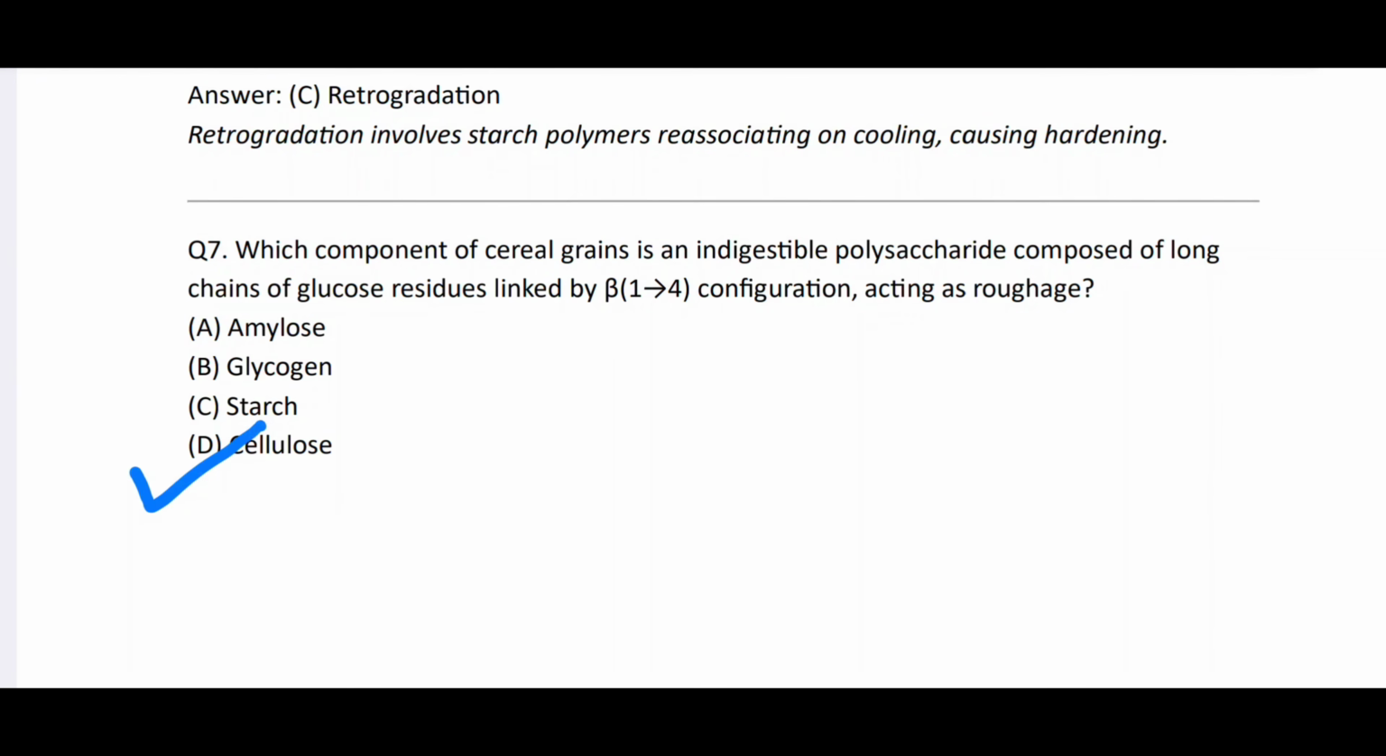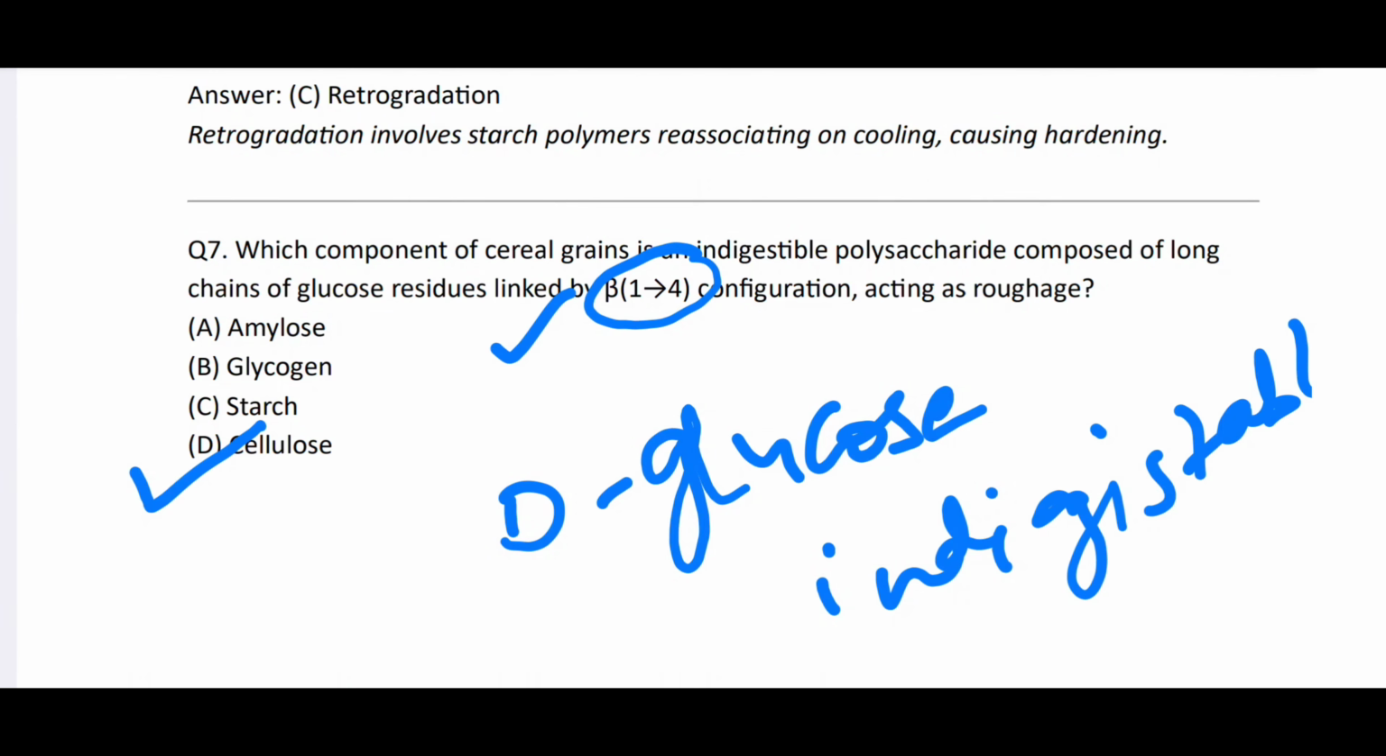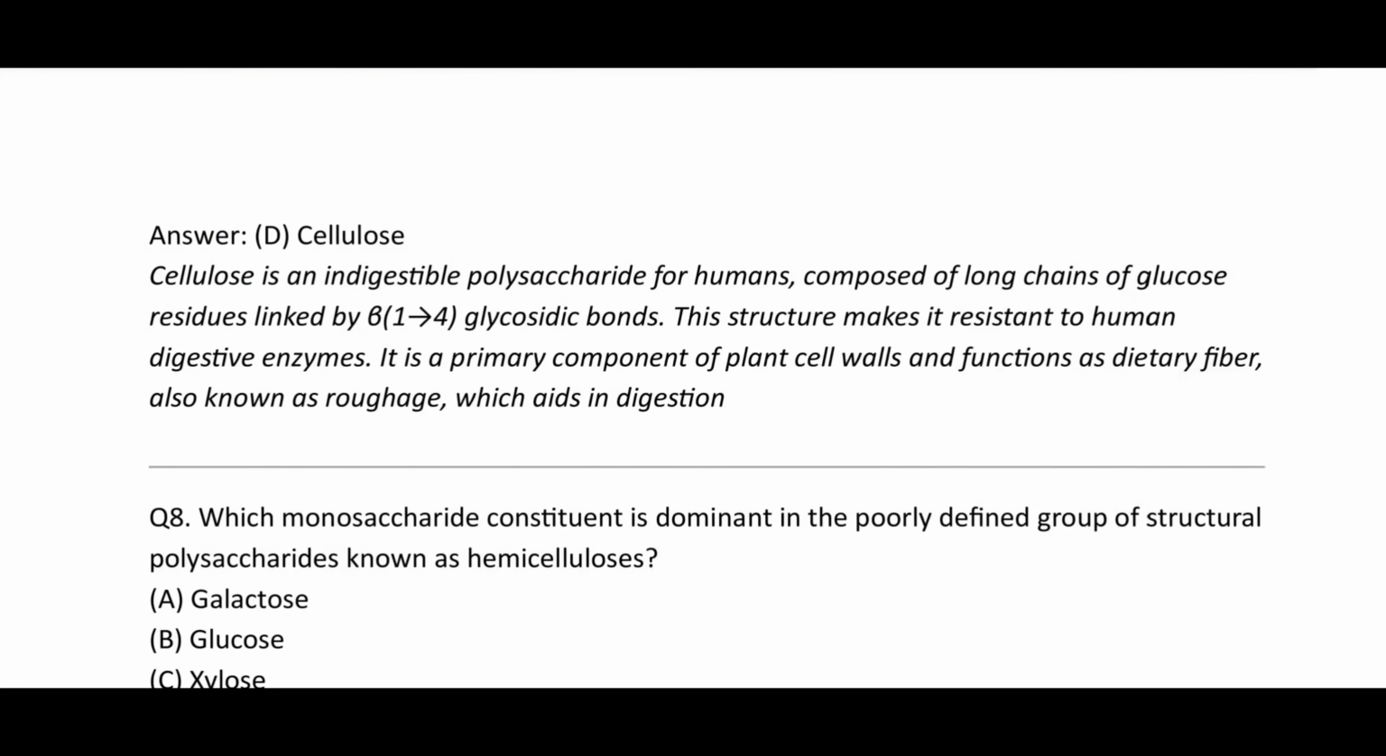So cellulose is a linear polysaccharide made of D-glucose units linked by beta 1,4 glycosidic linkage. That is given in the question itself, and it is indigestible for humans. Some other properties of cellulose are, it is insoluble in water, and it provides rigidity and structural integrity to the plant cells, and also acts as a major source of dietary fiber in cereals. So here you can see the explanation.